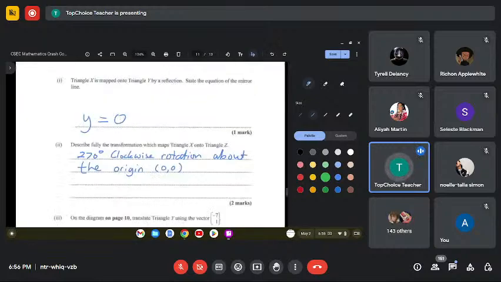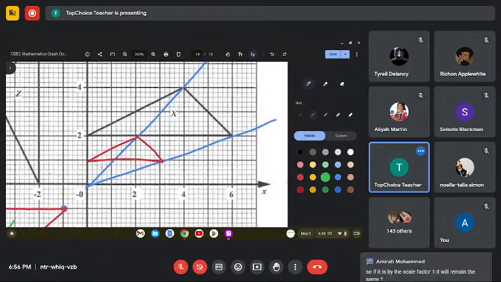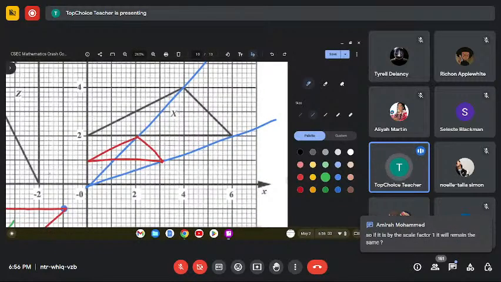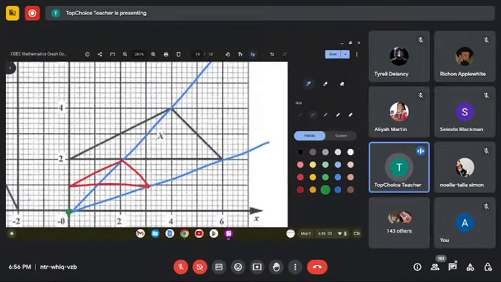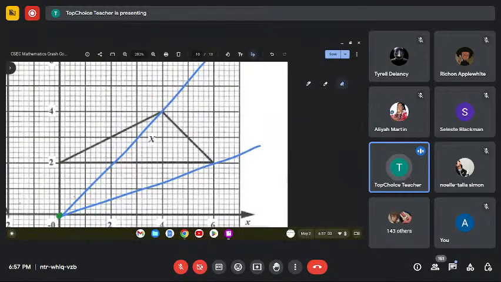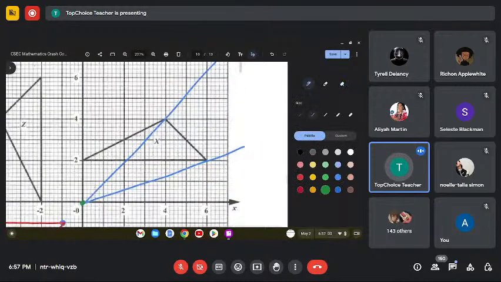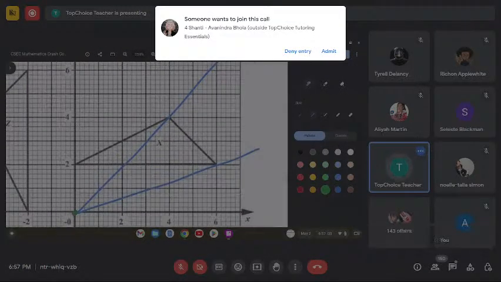We are kind of already here. So let's look at it. This is how we're going to look. They told us that the center of enlargement is the origin, 0, 0, that is here. What that means, ignore the red triangle, so I'm going to erase the red triangle for now. What that center of enlargement means is that these lines here are basically the working you use to figure out your answers.